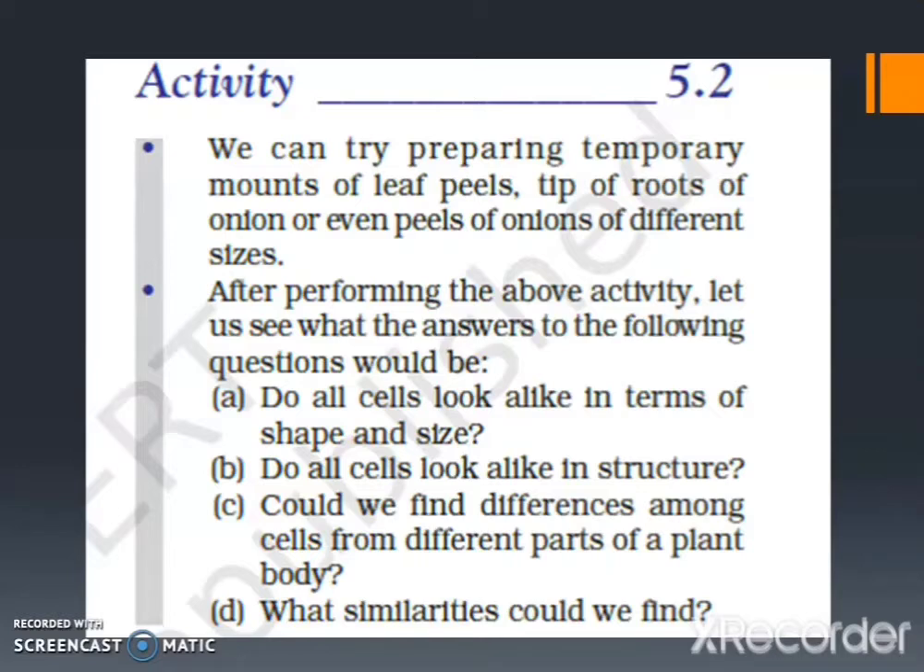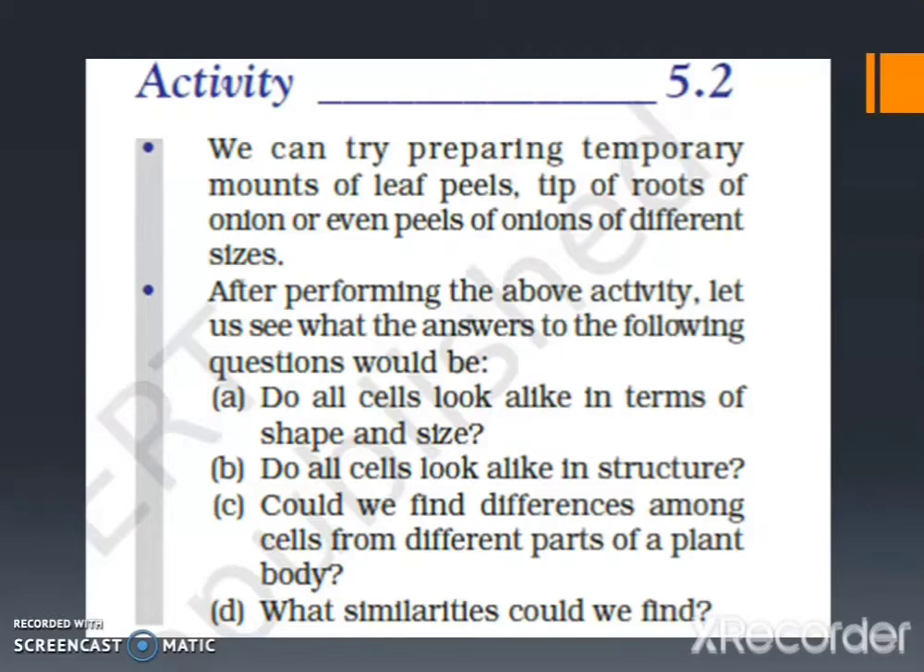First one is, do all cells look alike in terms of shape and size? ഒരു ലിവിങ് ഓർഗാനിസമിൻ്റെ ശരീരത്തിലുള്ള എല്ലാ സെൽസും, എല്ലാ തരത്തിലുള്ള സെൽസും they are asking whether it will be alike in terms of shape and size. അവരുടെ രൂപത്തിലും അവരുടെ സൈസിലും they are asking whether any change will be there, or whether they are similar to one another.